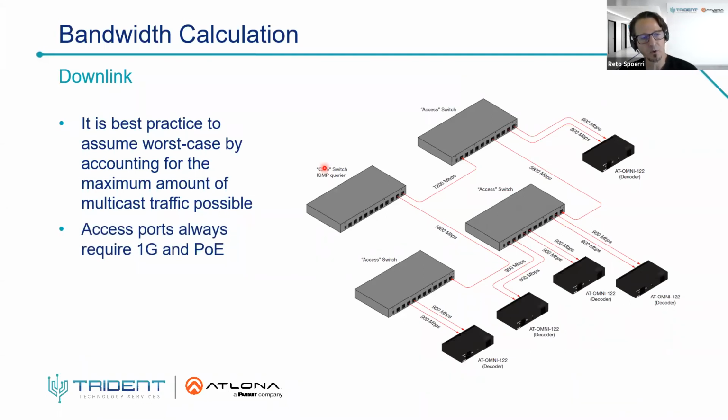For access ports, we recommend always to use 1 gigabit switches. So stay away from 100 megabit because OmniStream will not work with 100 megabit ports. Always use 1 gigabit ports, and also those ports should have PoE enabled. I will come back to PoE in a minute. We have the option to power the endpoints from a power supply, but it has a lot of drawbacks. And then the trunk ports, so all the connections between the switches, they should be 10 gigabit or better, let's say 40 gigabit or even more.